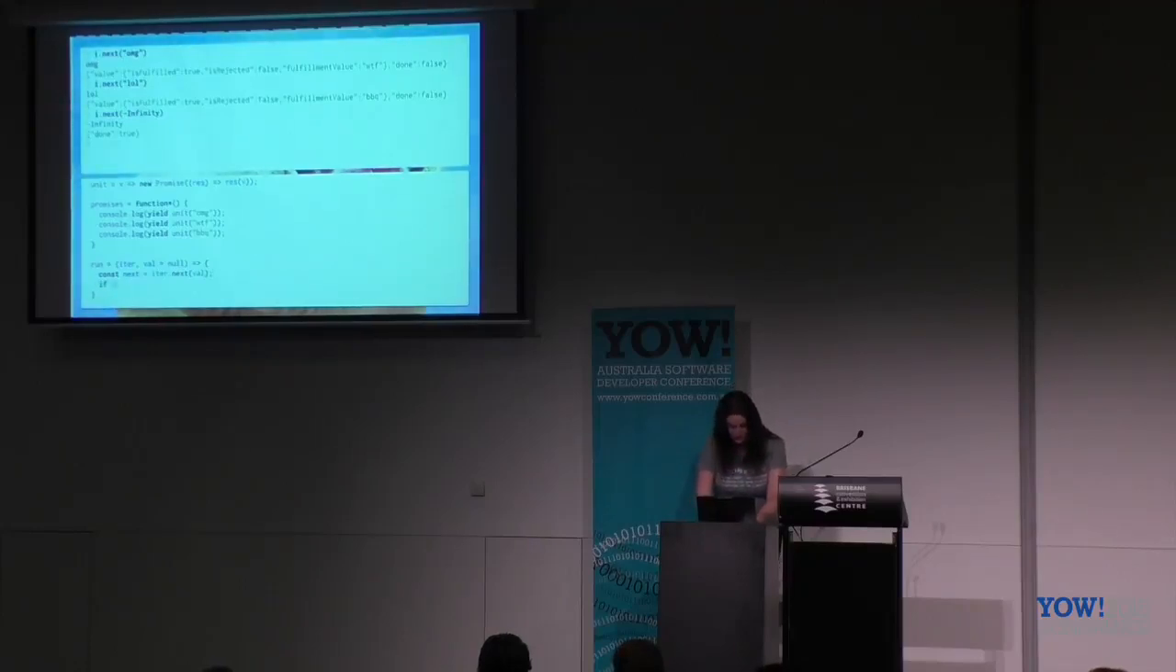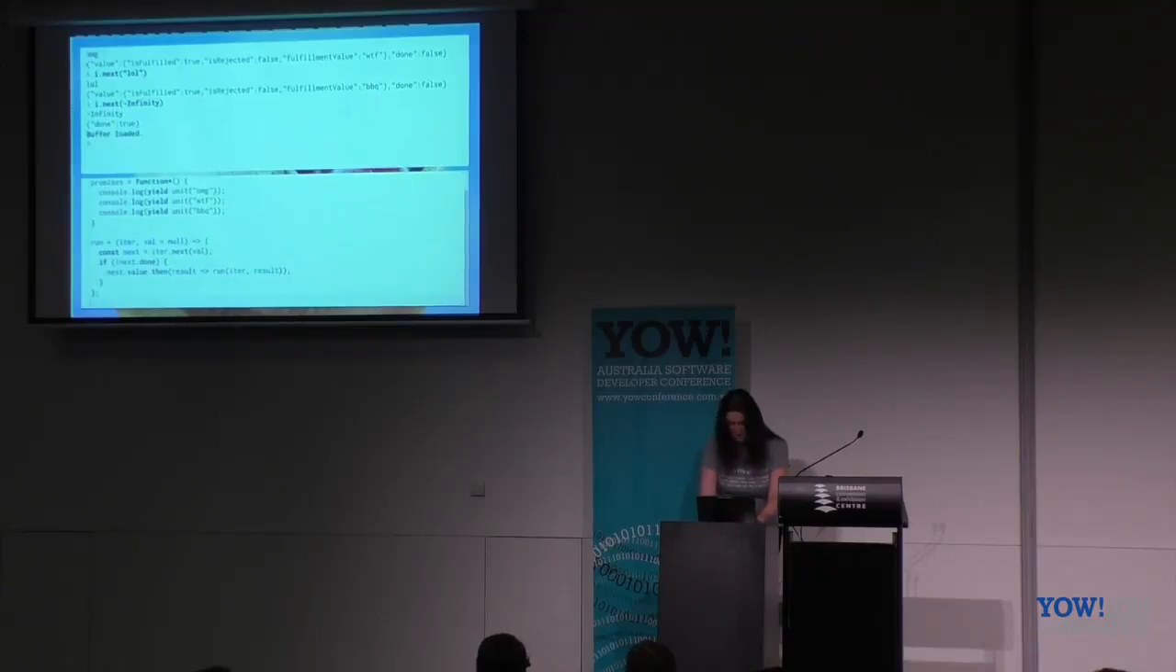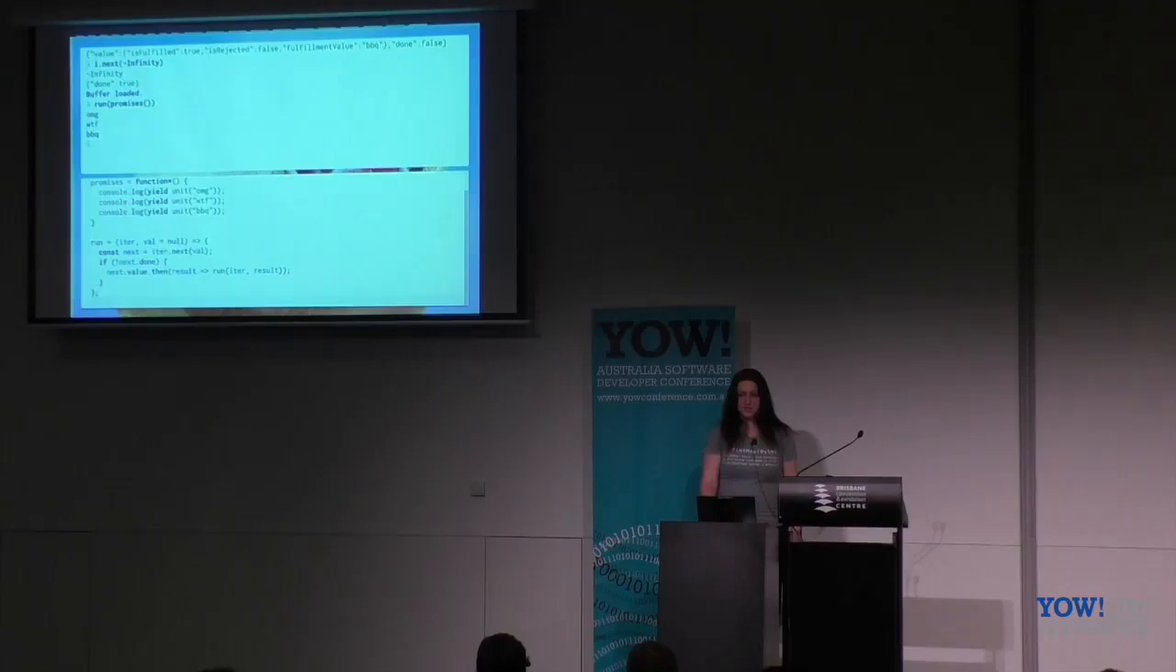inserted. So if we are not done yet, then we take the promise that's next to the value, and we call then on it to register a callback. And that's a function that takes the result and calls run on the iterator and the next result. Now, if we go run promises, it does what we expect.